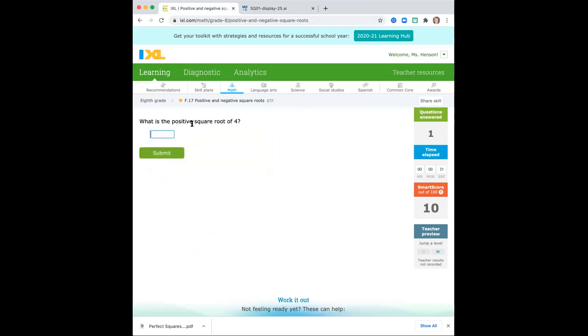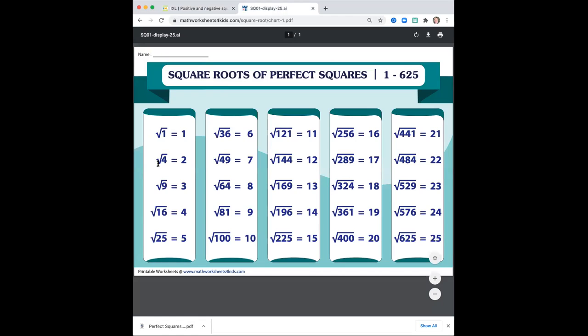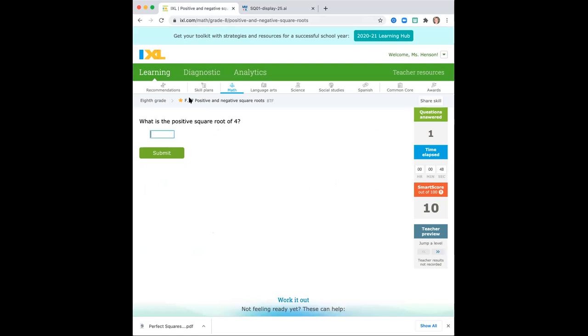What is the positive square root of 4? So remember, we are going to make sure we read the whole question. And this is asking what the positive square root of 4 is. So we know there's no negative sign. If you have forgotten, square root of 4 is 2. You can run and grab it off of the chart.